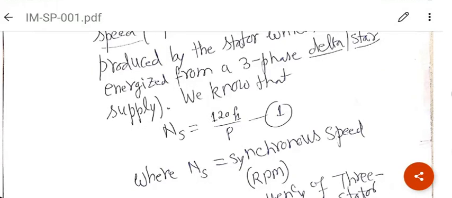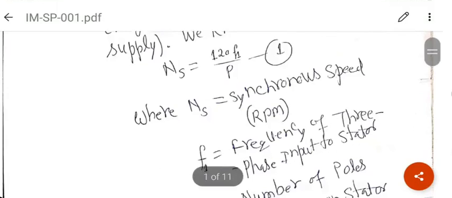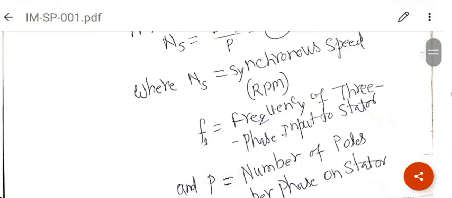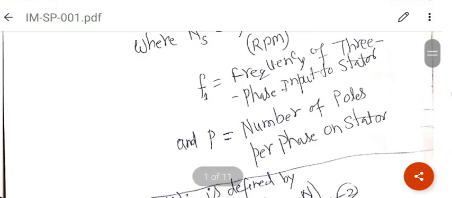Now here I'm going to distinguish between stator frequency and rotor frequency, because rotor frequency will change depending on the slip. So let me call stator frequency F1 for a change. So I'm writing the well-known formula slightly in a different form. I'm calling the synchronous speed as 120 F1 divided by P. F1 is the frequency of the three-phase input to the stator. P is the number of poles per phase on the stator.